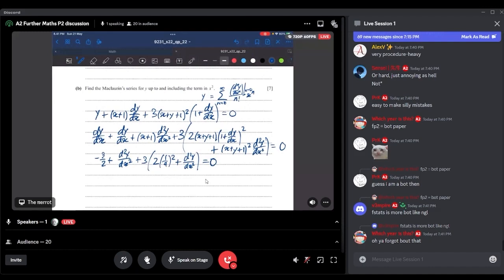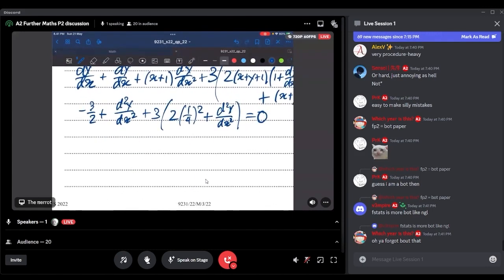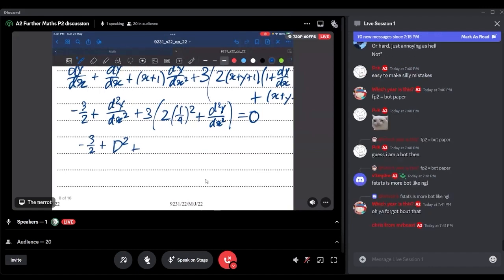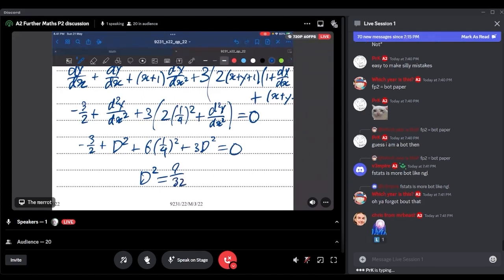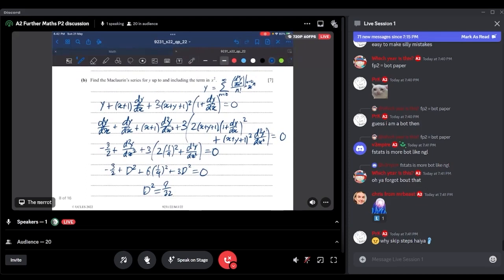Okay, so now let's solve it. So we have, let's just simplify bit by bit. I'm lazy to write this whole thing. I'm just going to write d squared because it's easier. Times 3 d squared equals 0. And then when you find d squared here, you should get 9 over 32. Okay, so now, skip steps, you can do the steps on your own. You're the one doing the exam anyway, not me, haha.